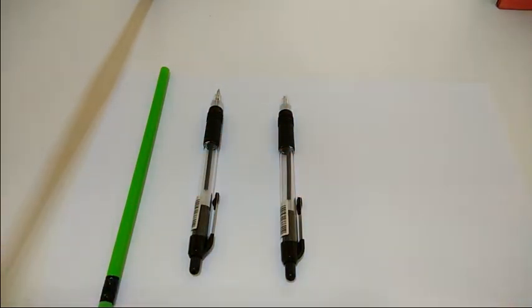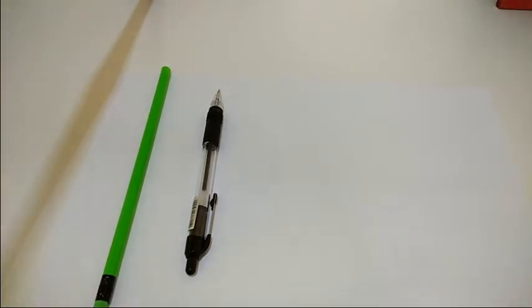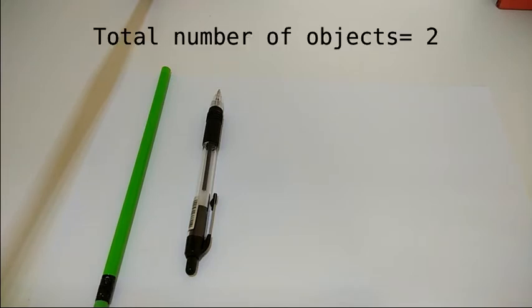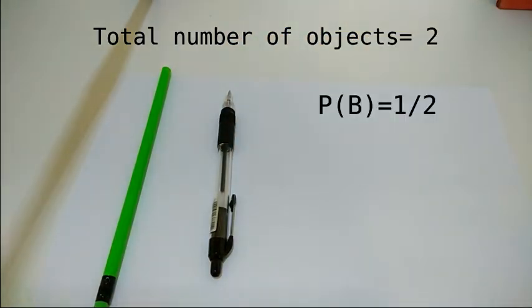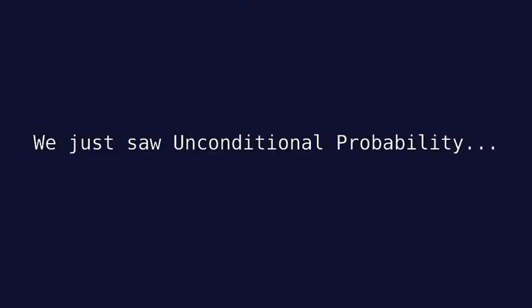Now, if I remove one black pen out of these 3 objects, then I'm left with 2 total objects. Now, what is the probability of getting a black pen if I choose it randomly? It is 1 out of 2, 1 by 2. And what is the probability of getting a green pencil? That is 1 by 2, because we have only 2 objects and each of them is equally likely to come. So that was unconditional probability.